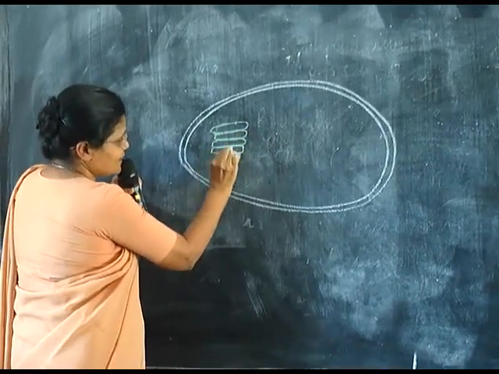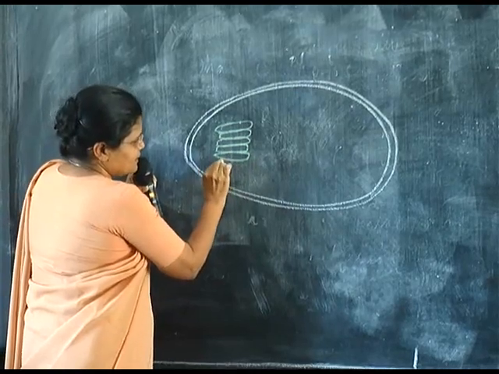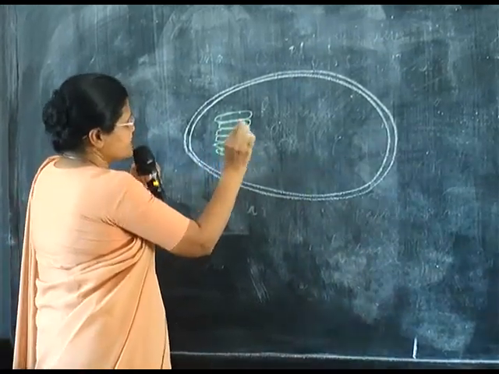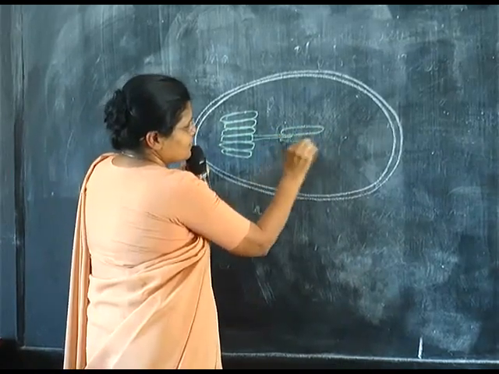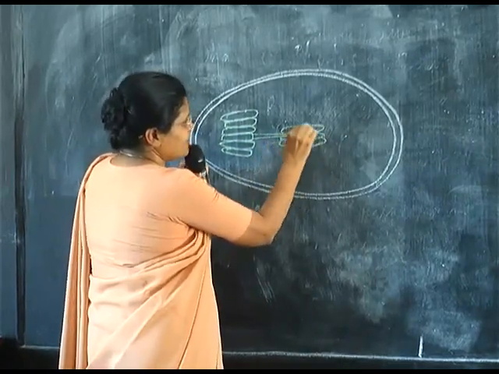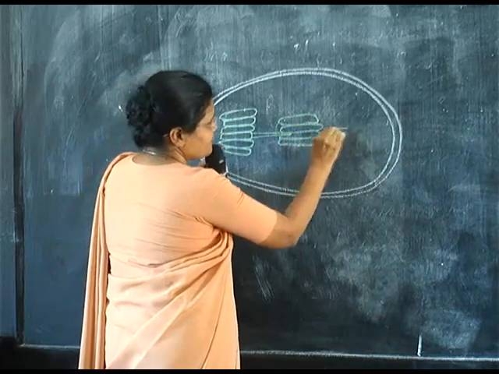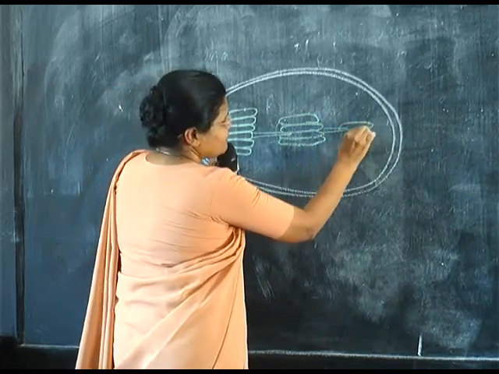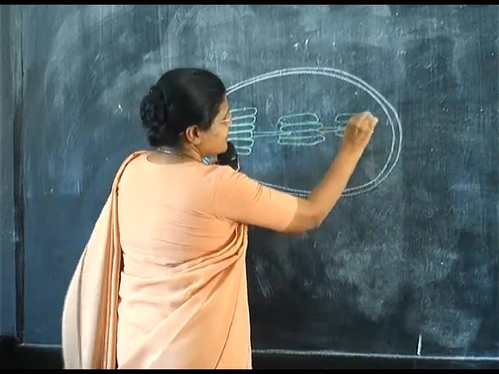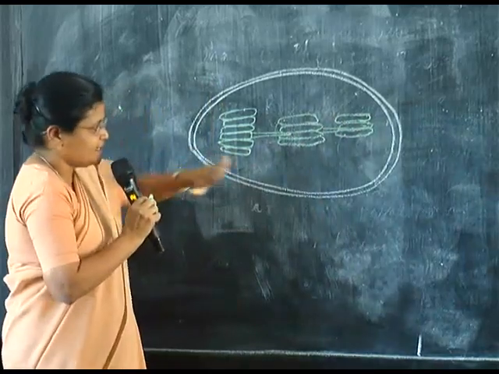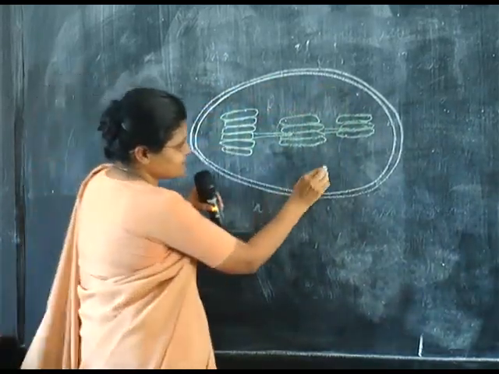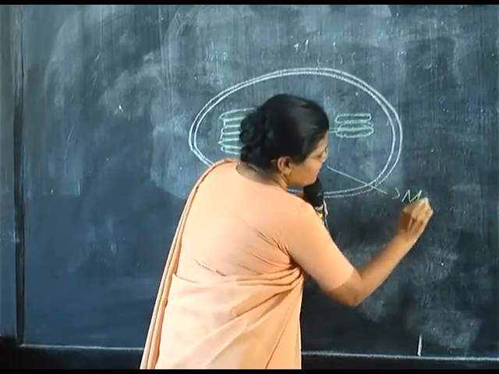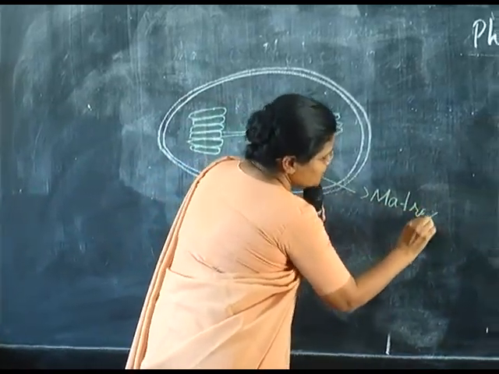Remember children, please try to understand. The chloroplast is a double membrane organelle. You can see the entire thing enveloped by two membranes. Then you have inside two parts. The total inside part is divided into two parts. One is the empty space, which is called your matrix or the stroma.